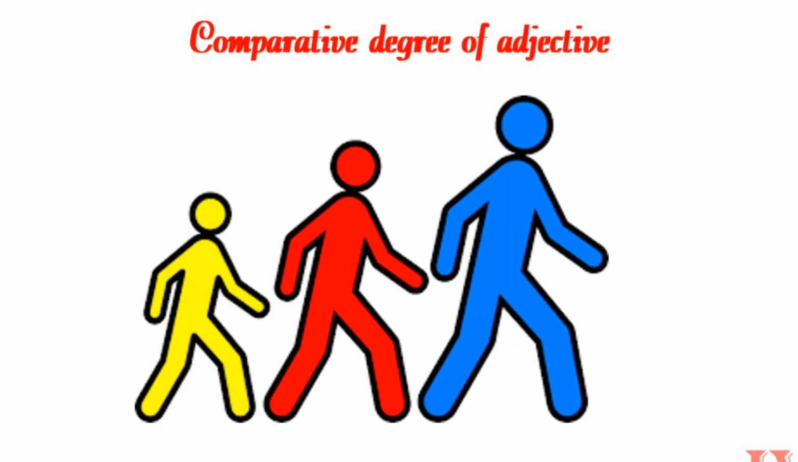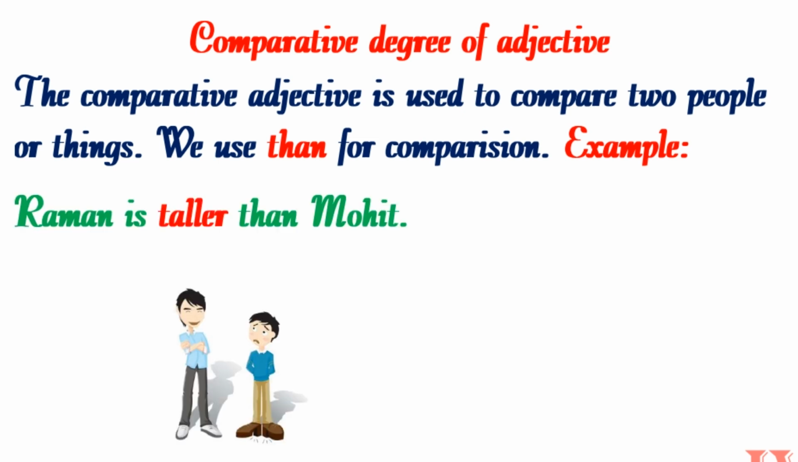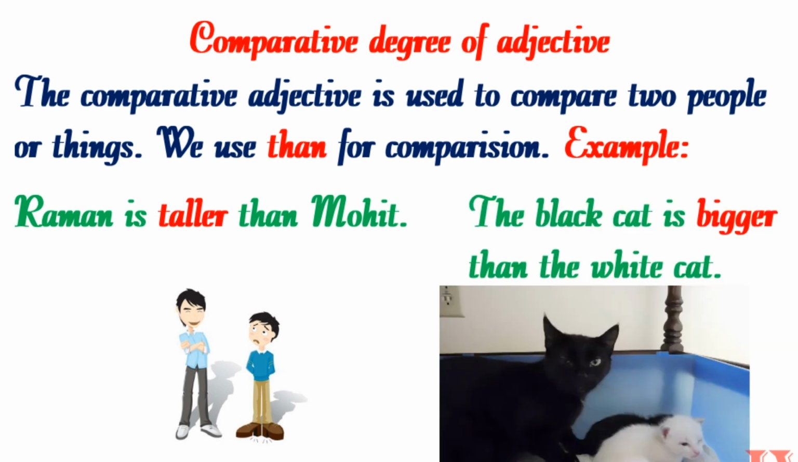Comparative adjective. The comparative adjective is used to compare two people or things. We use than for comparison. For example, Raman is taller than Mohit. The black cat is bigger than the white cat. Here, in these sentences, we are comparing two people or two things, so we are using comparative degree. We are comparing Raman with Mohit, and in the second sentence, we are comparing the black cat with the white cat.